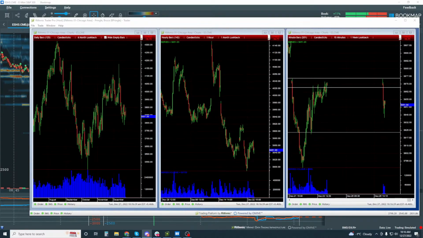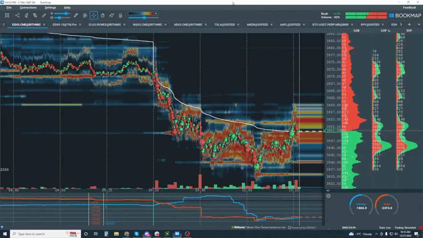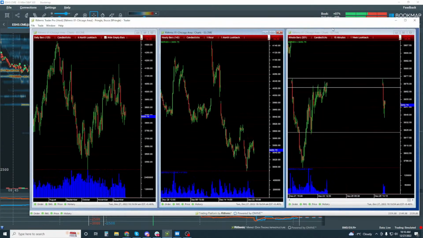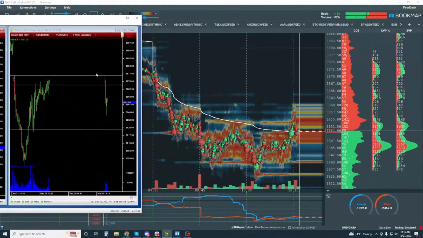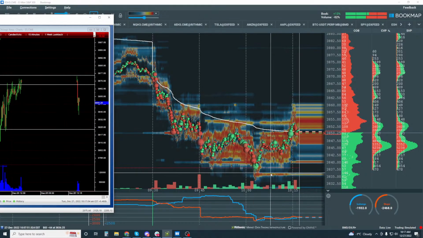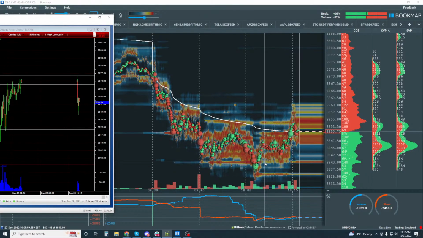All right, so anyway, let's take a look at Bookmap and see what's going on and get into the nitty gritty here. Well, here's our move to the downside. Now this relates to this move here. Here's 9:30 right here, so this is that move to the downside. Here's our low, and here's that rejection around that 40 area.